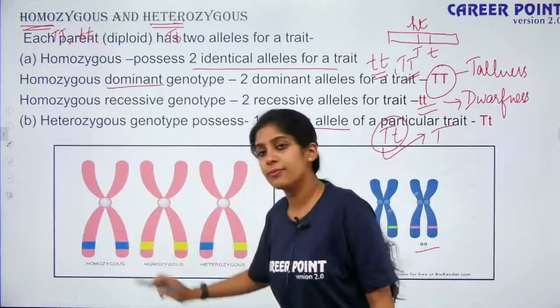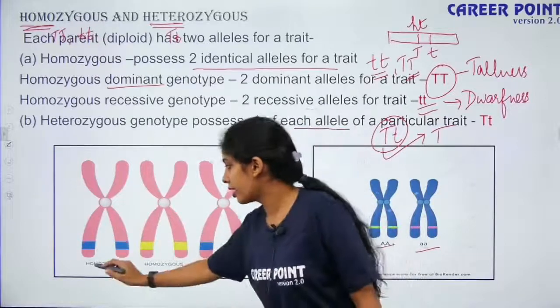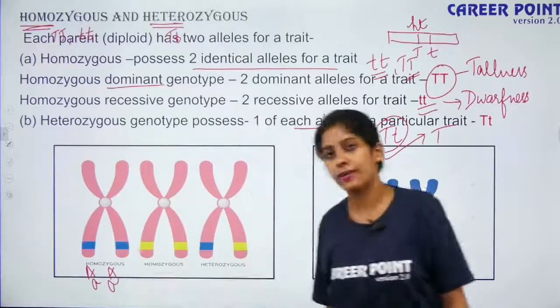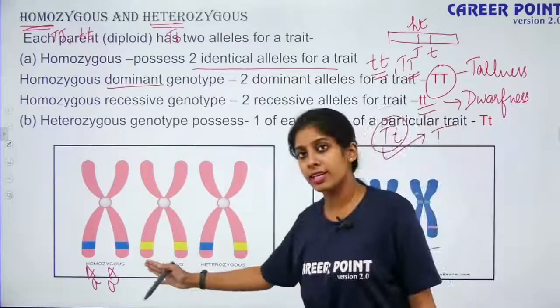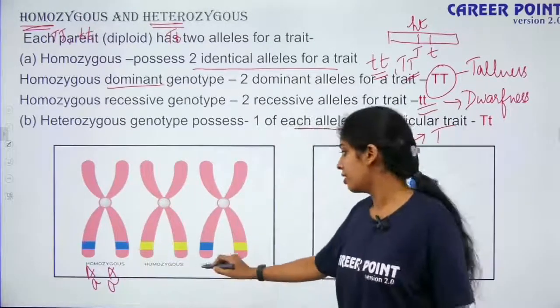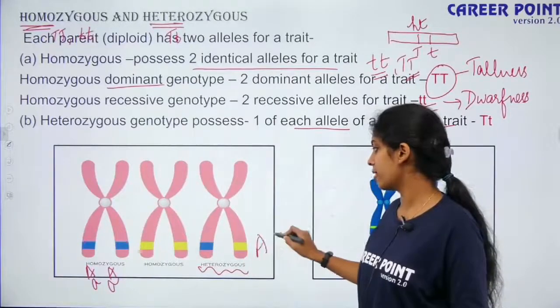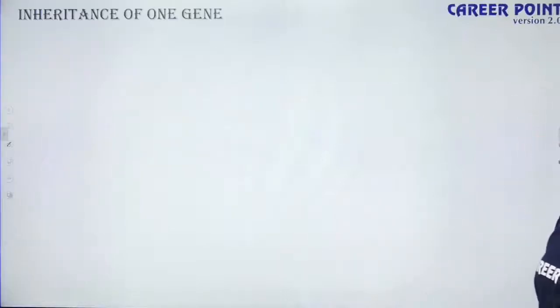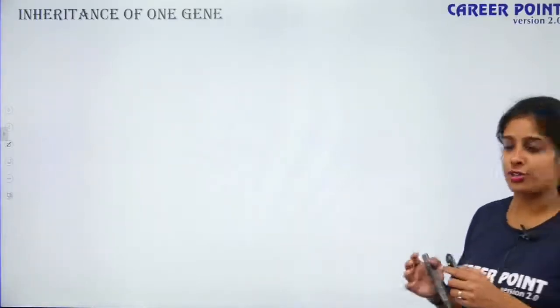So here I have a picture. So both are the same. So it is homozygous. So it can be either capital A A or it can be small a. Again, it's homozygous. It can be dominant or recessive, right? The next one is heterozygous. It can be capital A and small a. Okay.